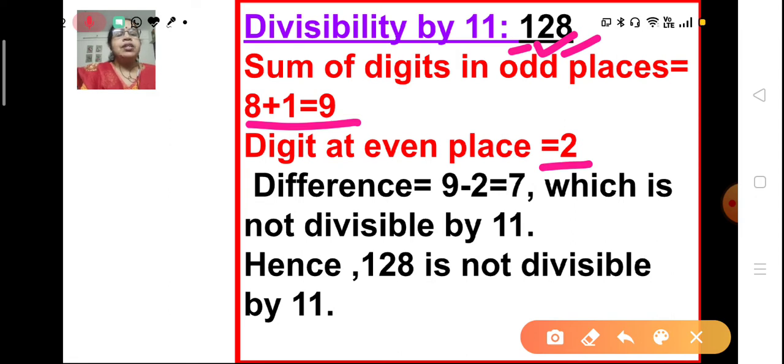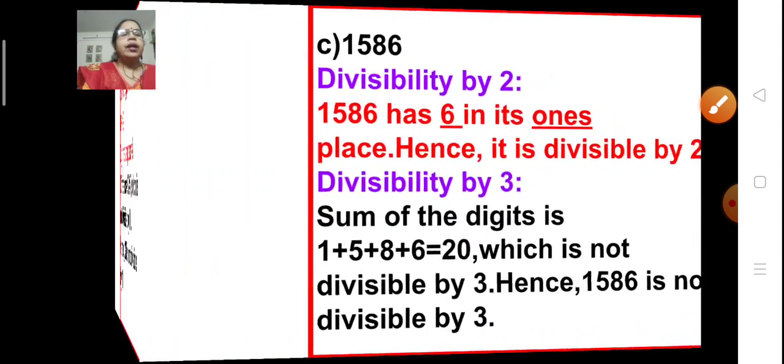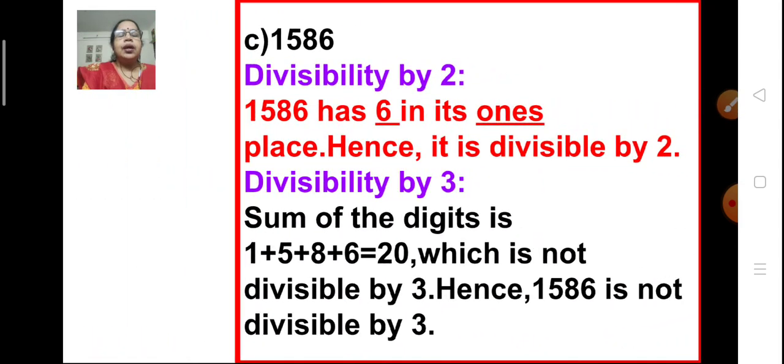And what is their difference? 9 minus 2 is 7. And we know 7 is not divisible by 11. So, the number 128 is also not divisible by 11. Now, let us take C, problem number C. The number is 1586. Let us check its divisibility by these numbers.